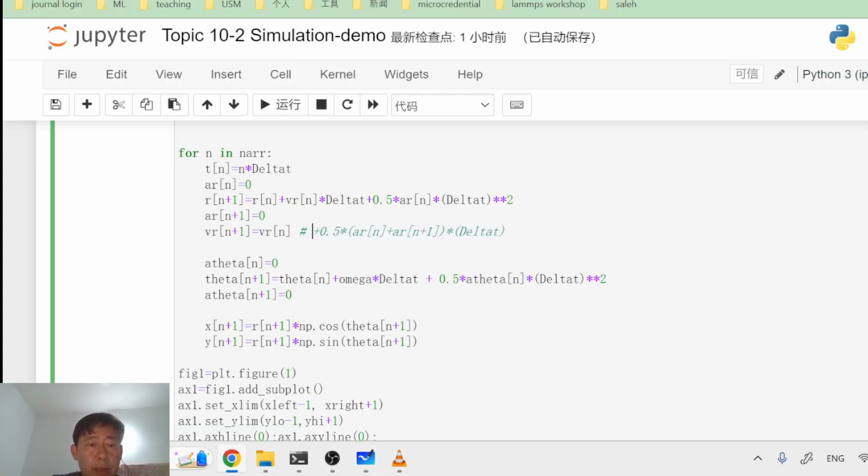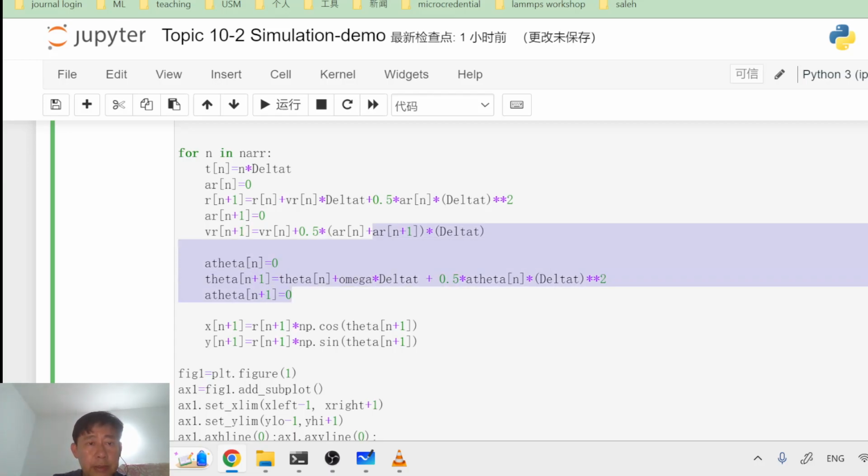Okay, so anyway, my code has the contribution of the AR, which is always 0, and here I don't bother to add in the update equations for theta dot, because theta dot always equals omega. So here I do not use theta dot n, but I use omega instead, by knowing the fact that theta dot, which is equal to omega, will always be constant from one end to the other end.